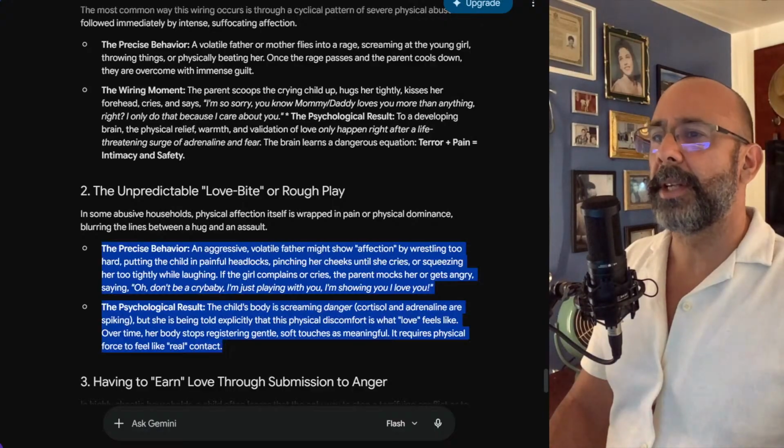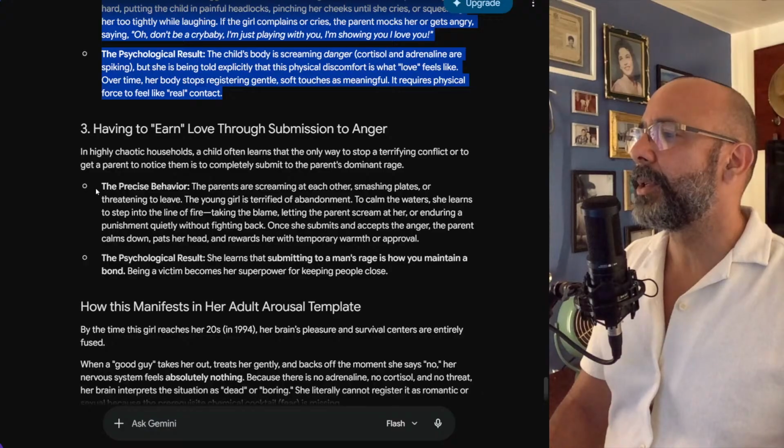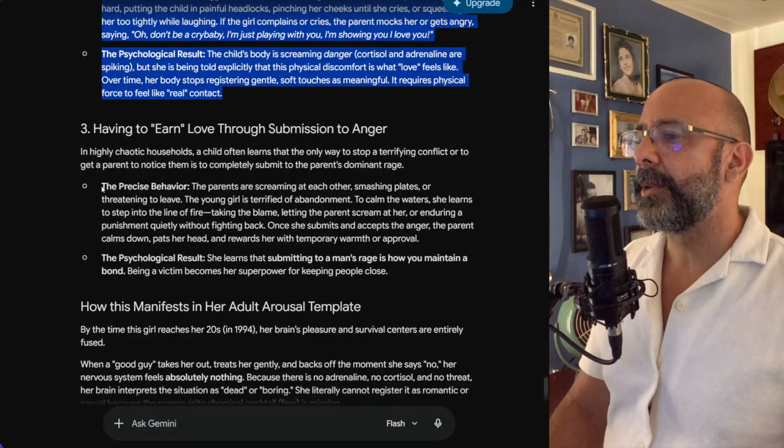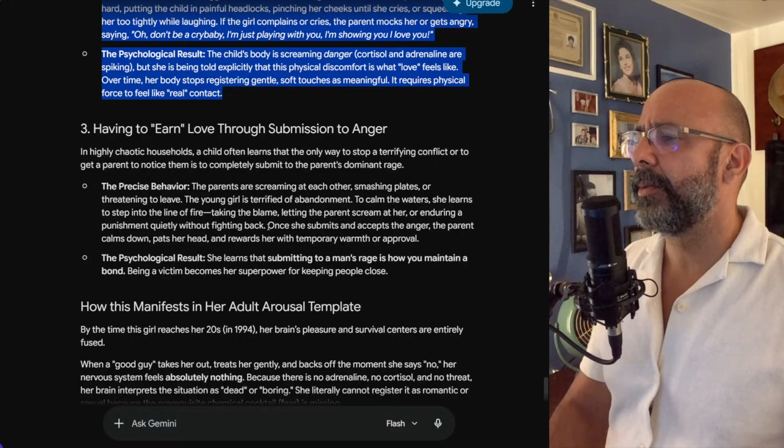Paradigm or Skinner type framework. And then having to earn love through submission or anger. The parents are screaming at each other, smashing plates. Okay, the girl is terrified. To calm the waters, she learns to step into the line of fire, taking the blame, letting the parents scream at her, or enduring a punishment quietly without fighting back. Once she submits and accepts the anger, the parent calms down, pats her head, and rewards her with temporary warmth or approval.